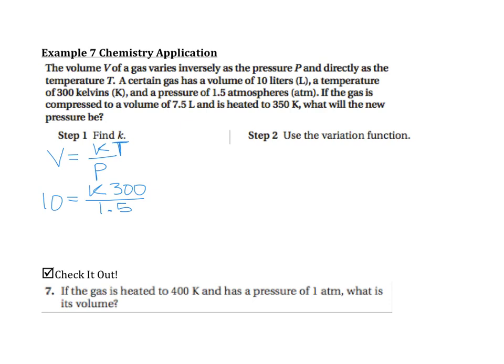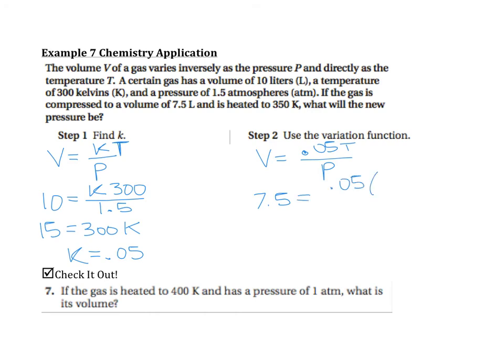So you can take 1.5 times 10 is 15. Divide by 300. So my variation function is going to be volume equals 0.05 T divided by pressure. It says if the gas is compressed to a volume of 7.5 when it is heated to 350, what's the new pressure?